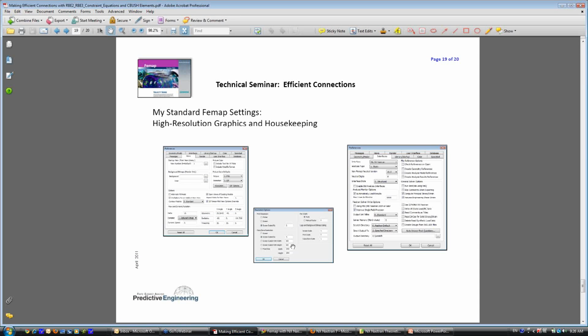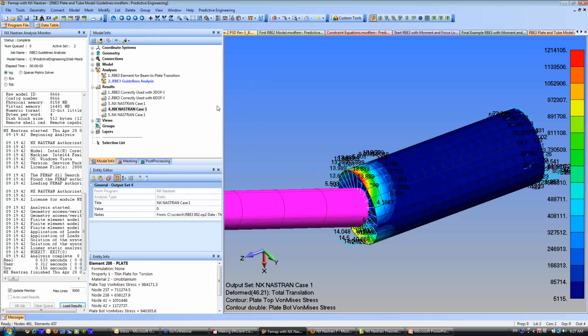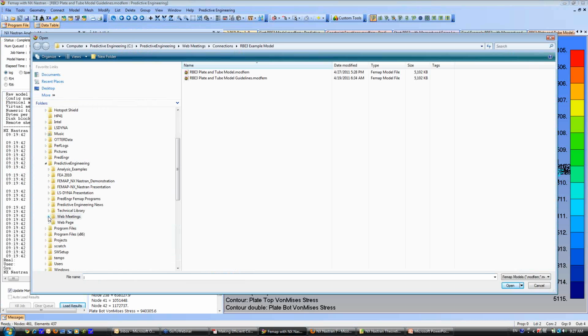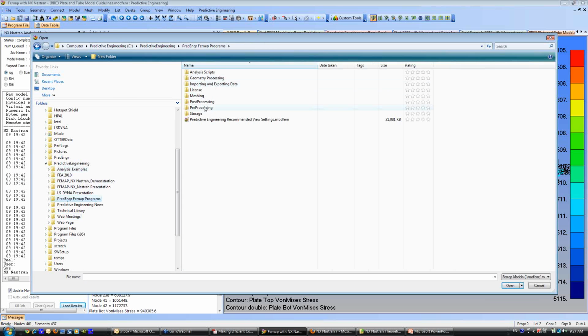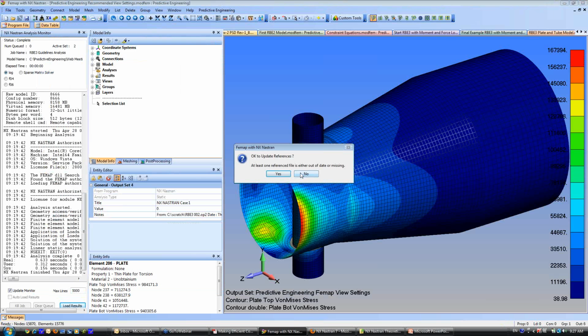Lastly, view settings. You can see my settings are quite a bit customized, the way I set things up. And we even have a standard file from Predictive Engineering. This is all my API scripts. Standard recommended view settings. It's on our website. And okay to update references.